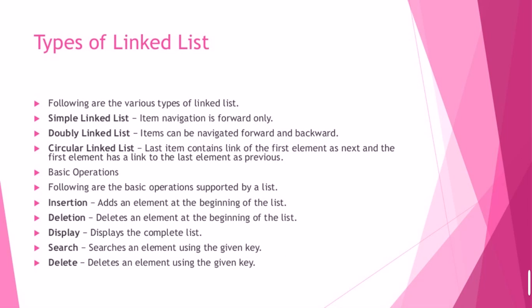Now these are the types of linked list. So there is simple linked list, doubly linked list, circular linked list. So basically the singly linked list we have already discussed. Doubly means where the traversing is from both the sides. That means you can go from left to right also and from right to left also.